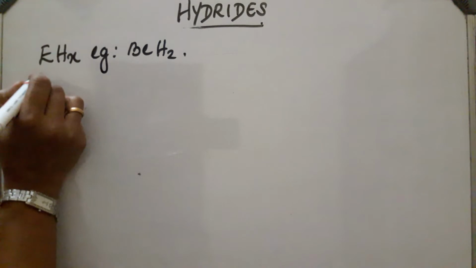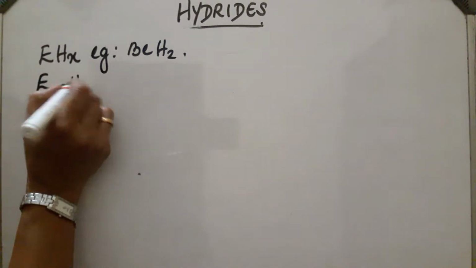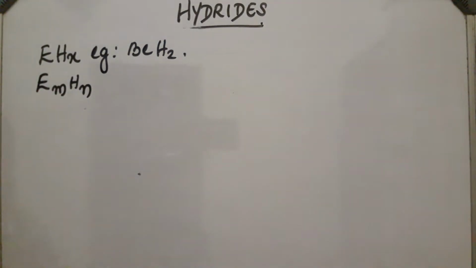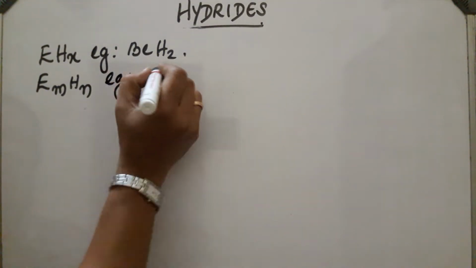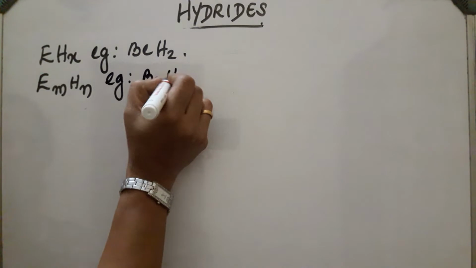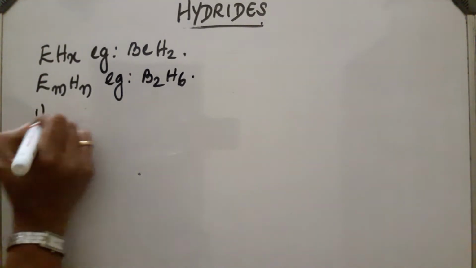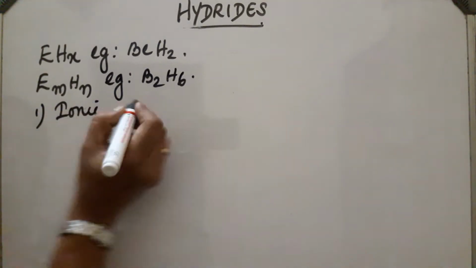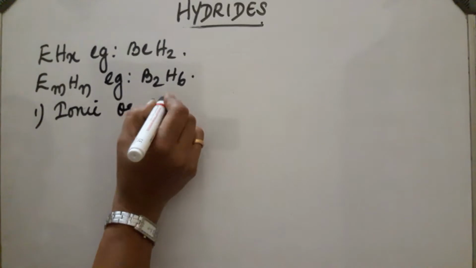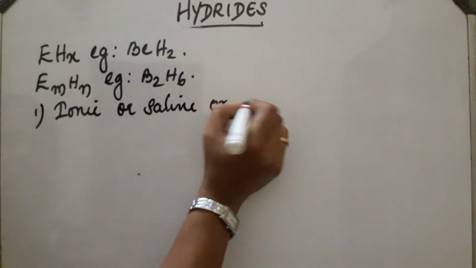Also, it can be represented as EMHN. M and N are numbers, E is the element and H is the hydrogen. Example, B2H6. These hydrides are divided into three categories. First one, ionic or saline or salt-like hydrides.